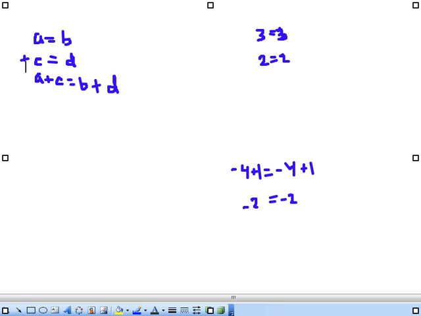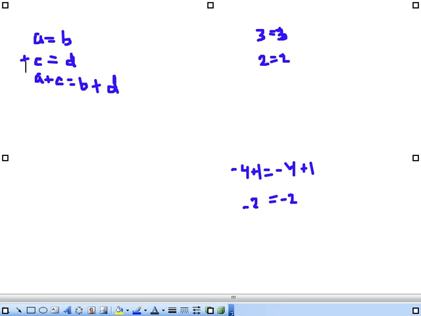Now, both the graphing and substitution methods can be used to solve systems of equations. However, you can also use another method based on an alternate form of the addition property of equality. The alternate form that we're going to use is: for all numbers a, b, c, and d, if a equals b and c equals d, then a plus c equals b plus d.